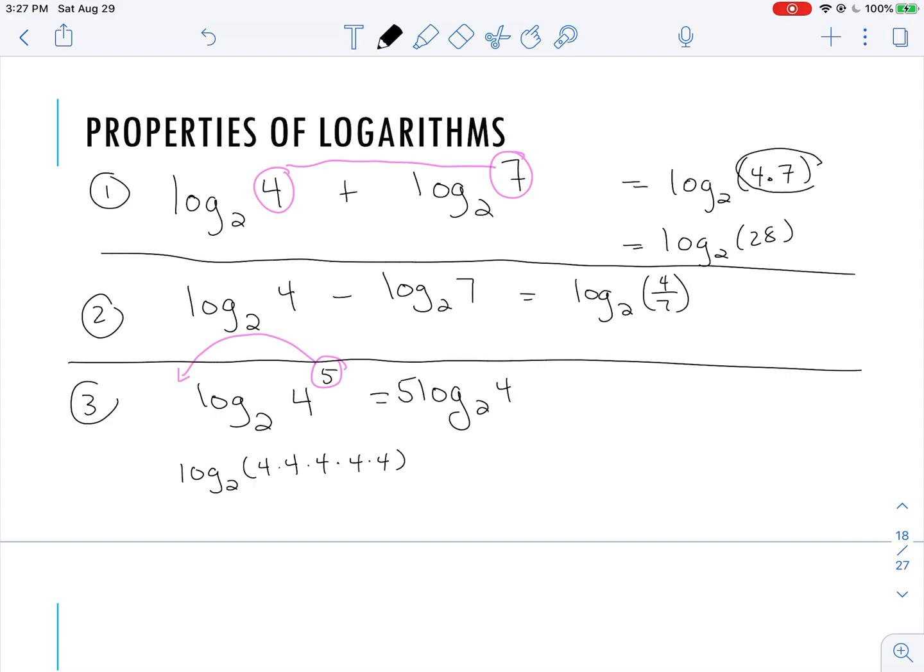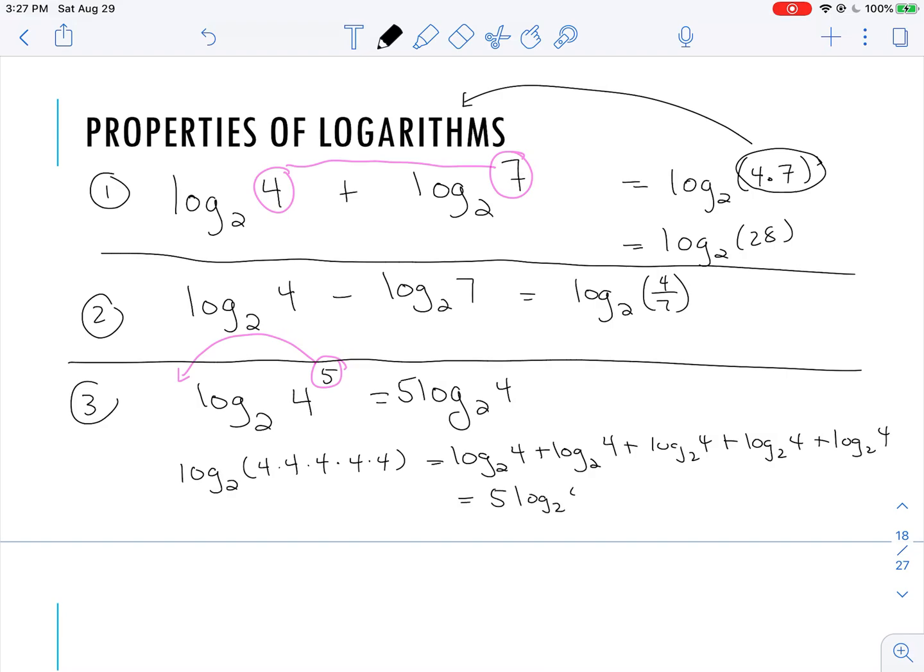Because remember, this would be log base 2 of 4 times 4 times 4 times 4 times 4 if you wrote it out. And then remember, if I have a log base 2 and two guys being multiplied together, I could separate it back out with addition. So this would be log base 2 of 4 plus log base 2 of 4 plus log base 2 of 4 plus log base 2 of 4 plus log base 2 of 4. And there's 5 of them all together. So this would be 5 log base 2 of 4.